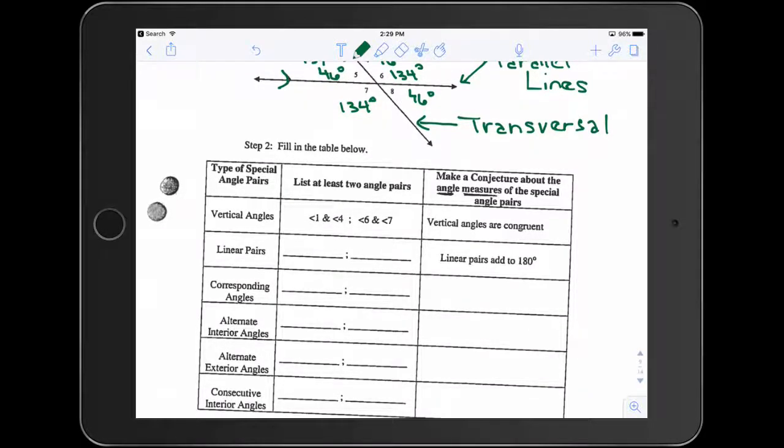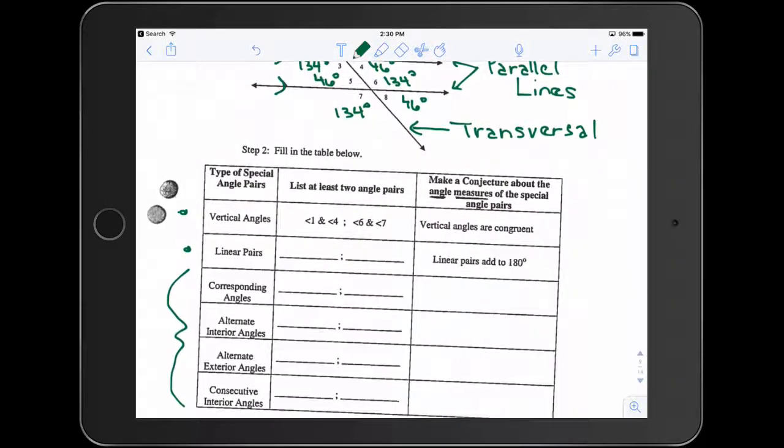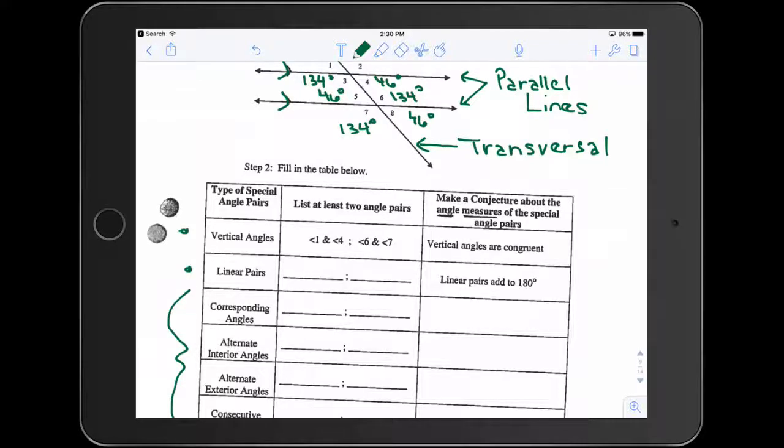So it says fill in the table below the type of special angle pairs. We have vertical angles right here, which we've already learned about in MN12. Linear pairs, same thing. But these we learned about in MN10 or 11. But these fellows right here, we talked about in that last note guide MN12. So you kind of know where they're at. But what we haven't done, because we haven't talked about parallel lines before, is notice the patterns that happen with the type of angles, like corresponding angles, alternate interior, and so on.